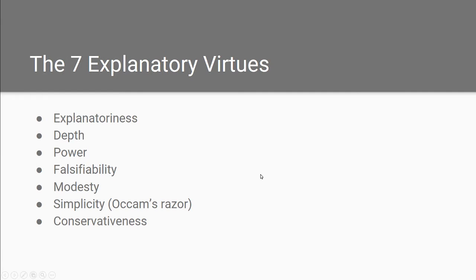Now, in going through the Chapter 3 reading, you will come across the 7 explanatory virtues. These are the 7 virtues here: explanatoriness, depth, power, falsifiability, say that 3 times fast, modesty, simplicity, and conservativeness. Again, if you need to, feel free to pause this video and come back when you are ready.